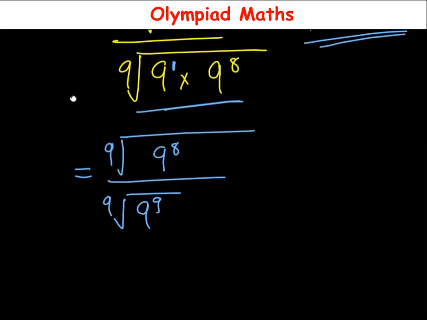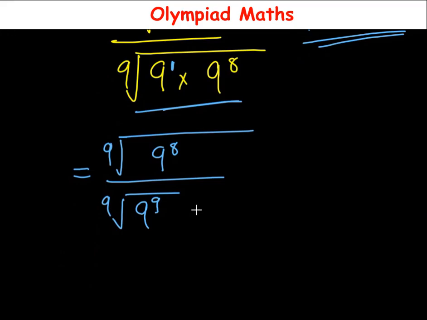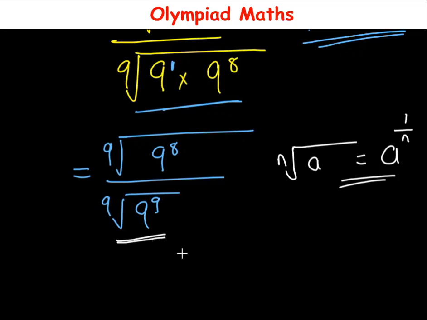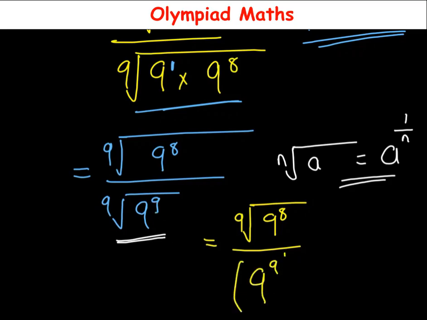So to simplify this further, we are going to apply this rule that if you have the nth root of a, this is equal to a raised to power 1/n. Applying this rule, we have the 9th root of 9 to the power 8 as the numerator. Then applying this rule to the denominator, this becomes in brackets 9 to the power 9, and the 9th root becomes power 1/n, so that becomes 1/9.